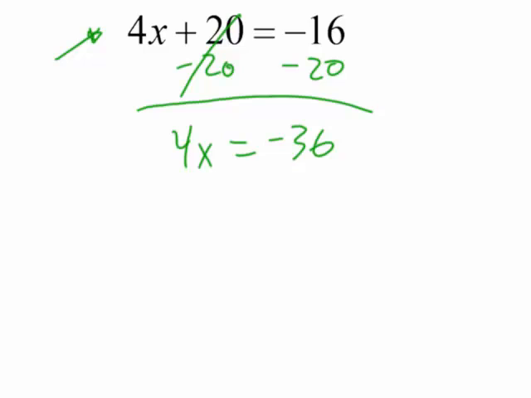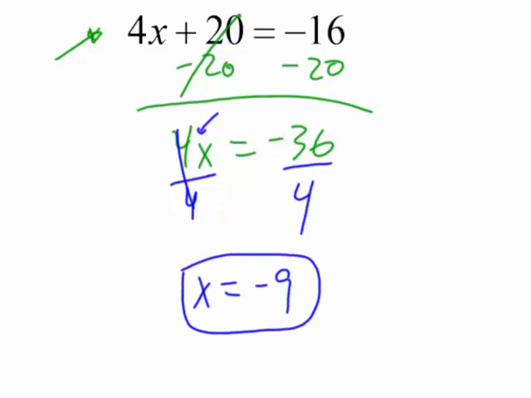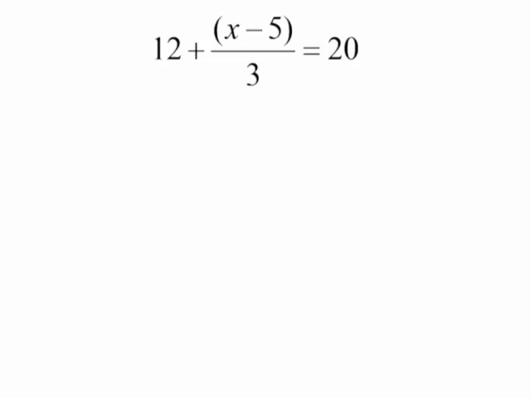And the last step, well, we're multiplying. What's the inverse of multiplying by 4? Divide by 4. Whatever you do to one side, do to the other. So x equals -9. So start it off nice and simple. Let's build on that now.